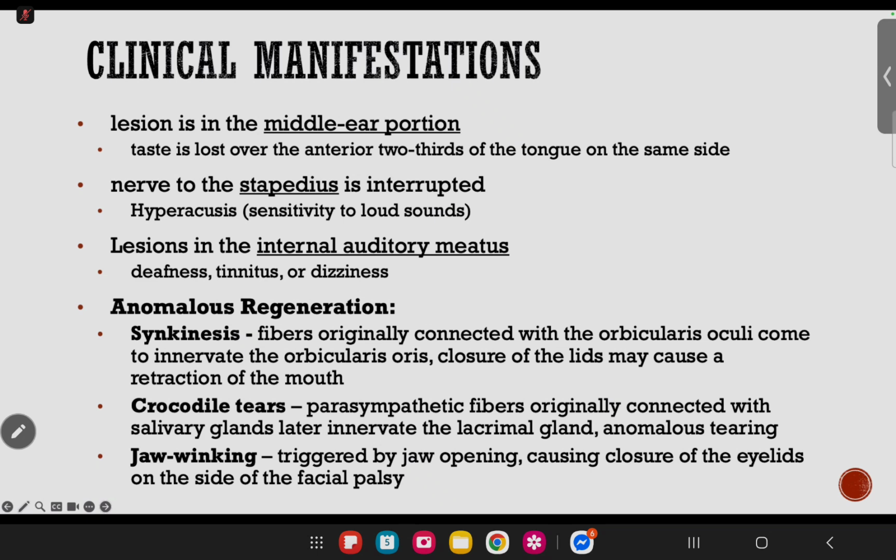So this is called crocodile tears. So when a patient eats, they may cry. And another facial synkinesia is triggered by jaw opening, causing closure of the eyelids on the side of the facial palsy. This is called jaw winking. So upon opening the jaw, the patient winks.